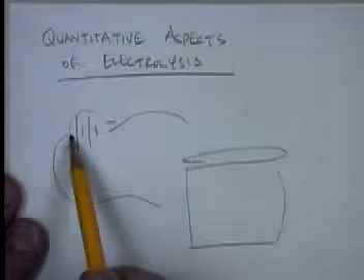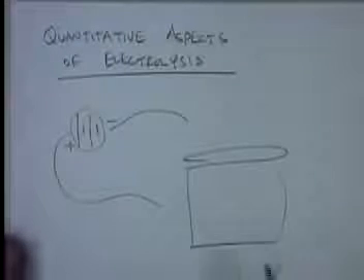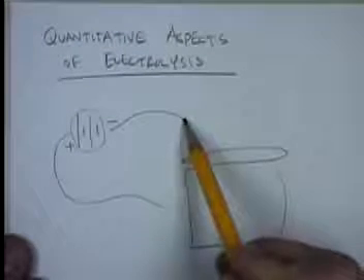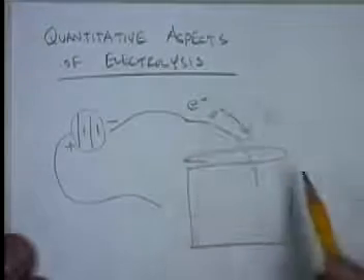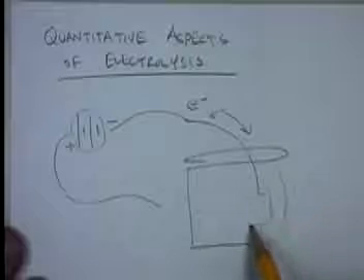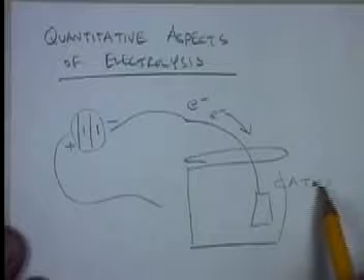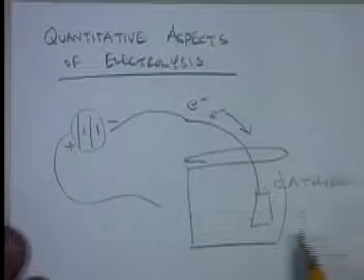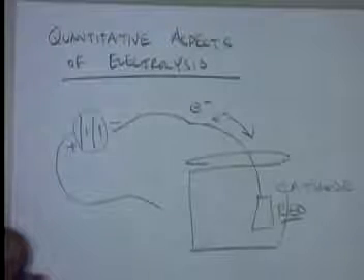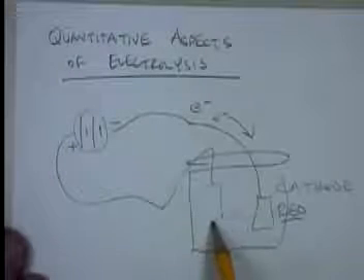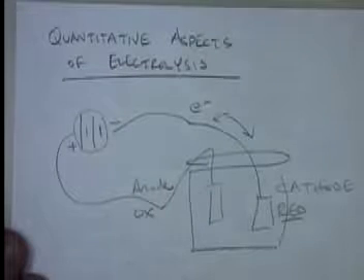If we have a battery or a source of some type of potential difference or some source of current, we can take the electrons from it and drive them into a solution. This area where we're driving the electrons into is called the cathode, because the cathode is where reduction takes place. And remember, reduction is the gain of electrons. Conversely, we also need an anode, and the anode is where oxidation will take place.